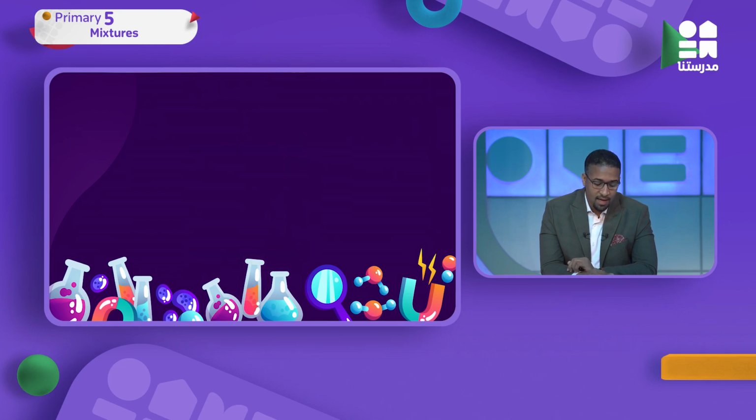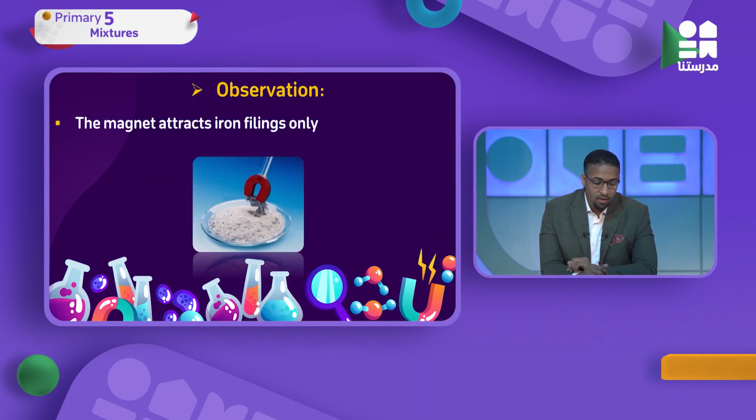As you see here, the magnet will attract iron filings. Observation: the magnet attracts iron filings only. Why iron filings only? Because iron is a magnetic material, while sand is a non-magnetic material. So the magnet will attract what? Of course, it attracts iron.